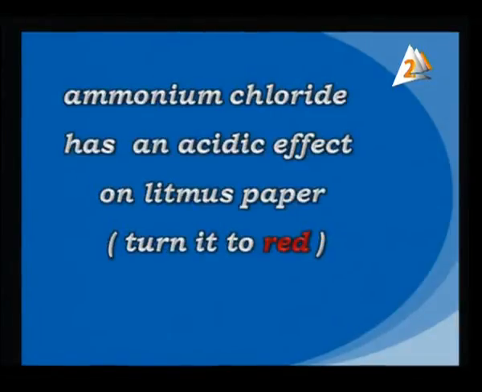So, back to this. Ammonium chloride has an acidic effect on litmus paper. It means it changes it into red color. This red goes back to the ion of the acid, which is Cl-, the chloride ion. Good. Don't forget this color relates to acid. Also, I'll say why. Look at this.